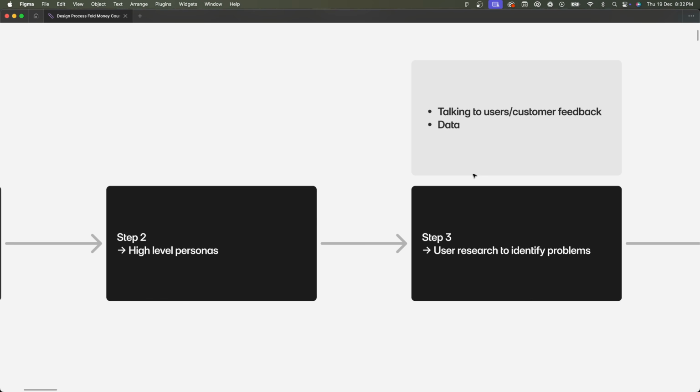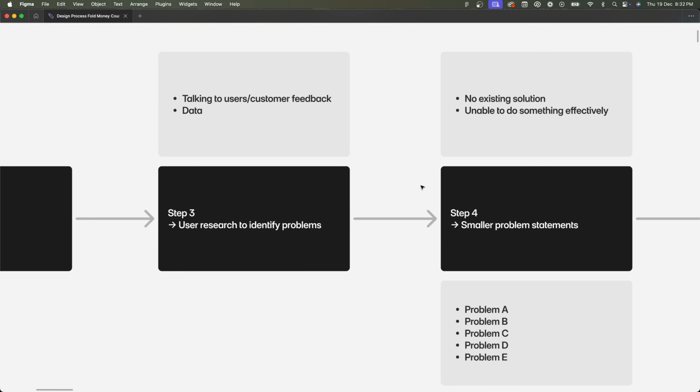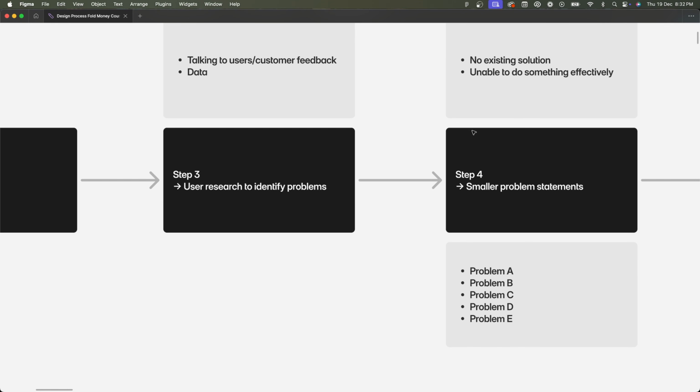So once we have this, we break that down into smaller problem statements, right? And a small problem statement is essentially something that you want to do when there is no existing solution or you are unable to do something effectively. So in this case, let's say there was a high level problem statement and then we broke that down into 5 smaller problem statements. So problem statement A, B, C, D, E.